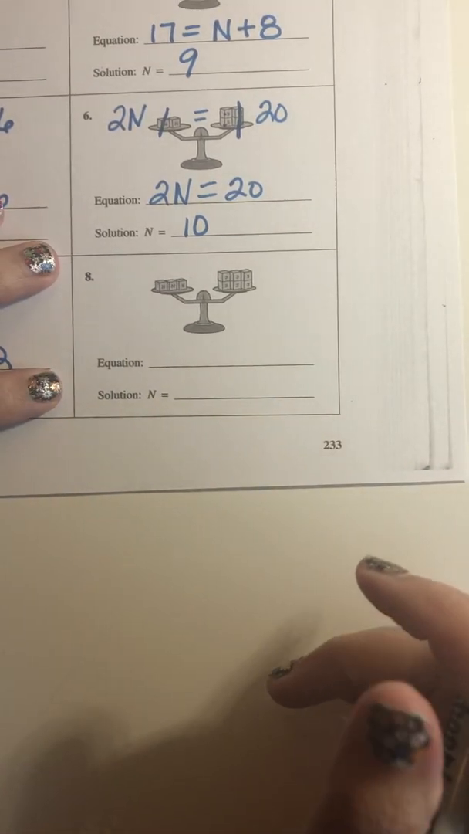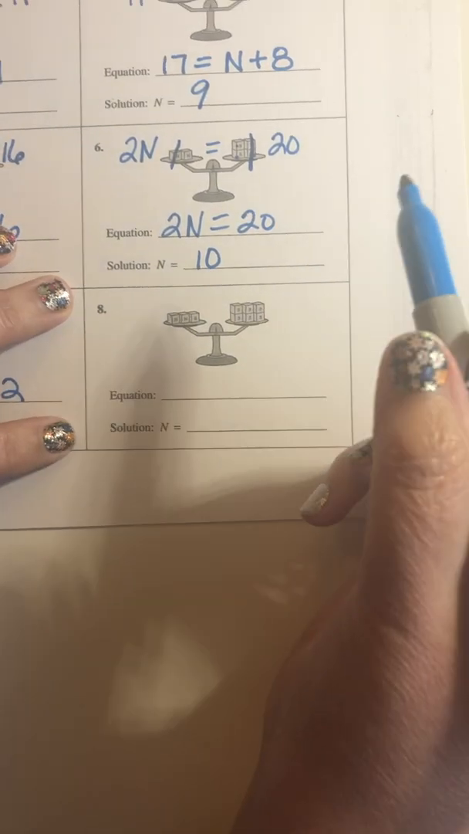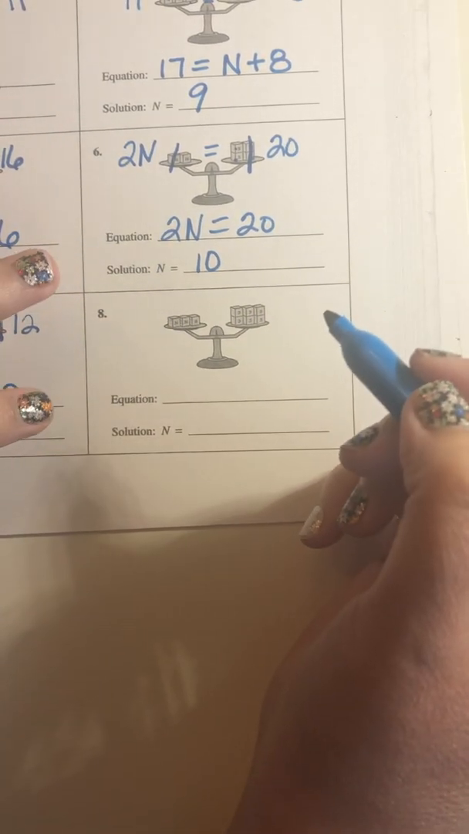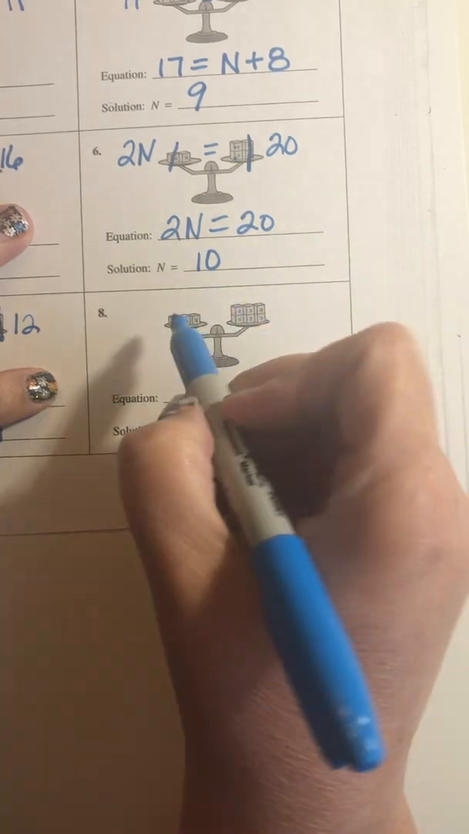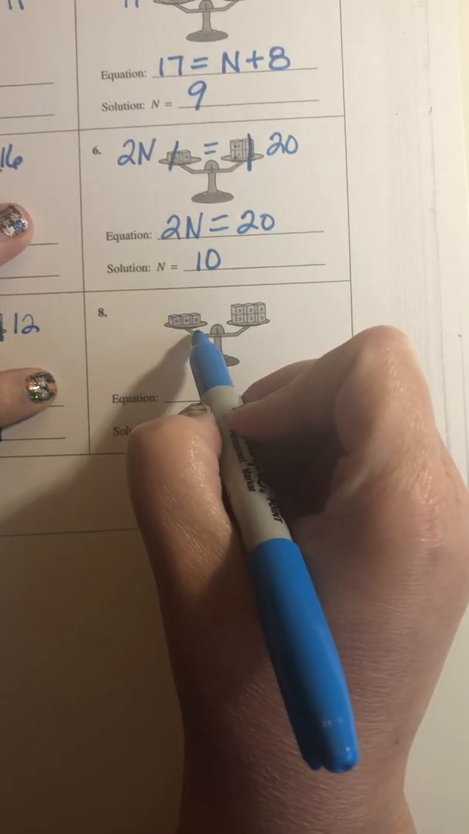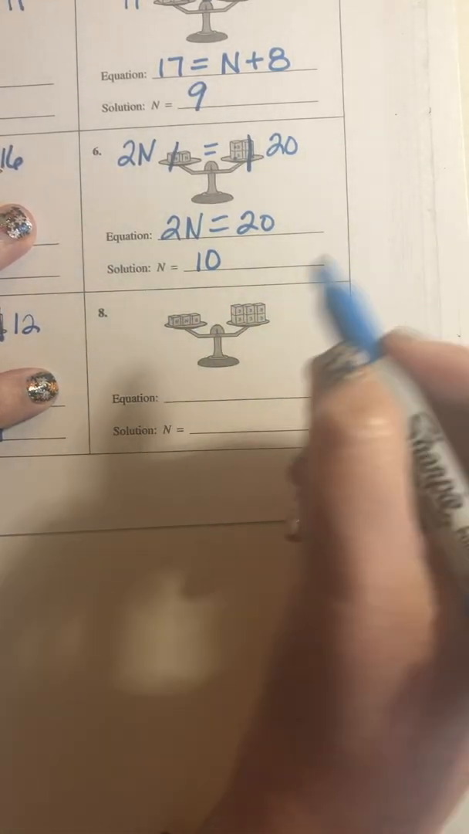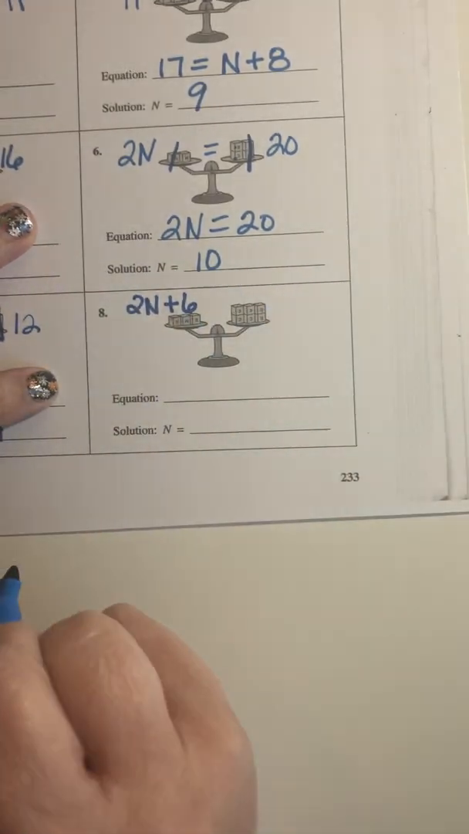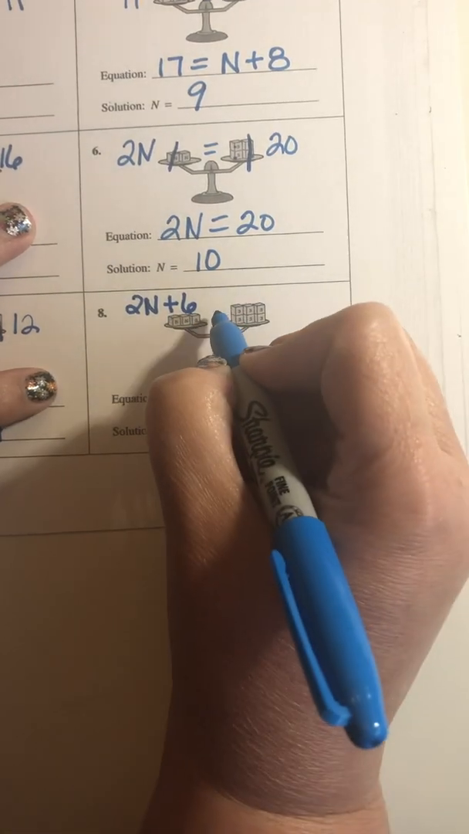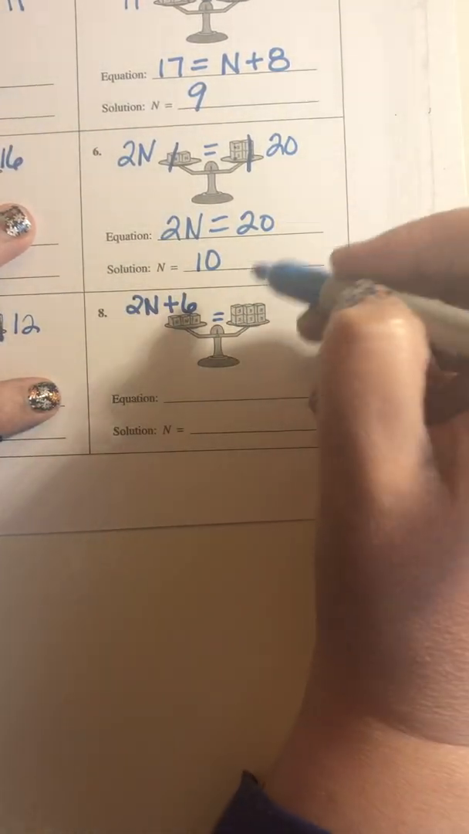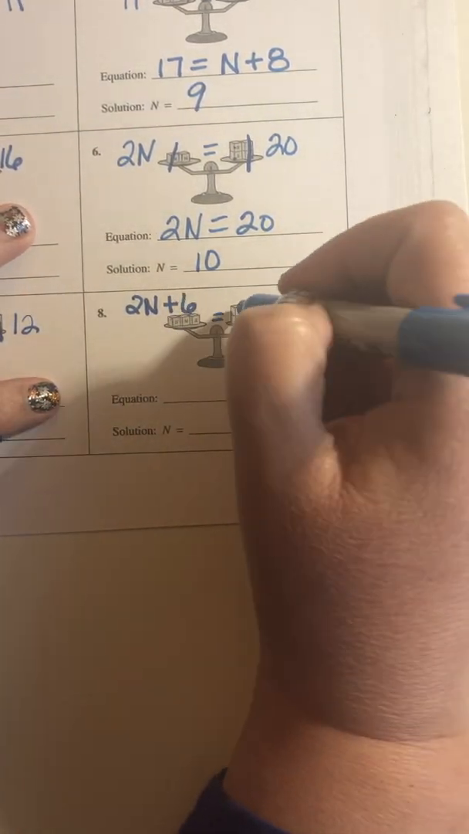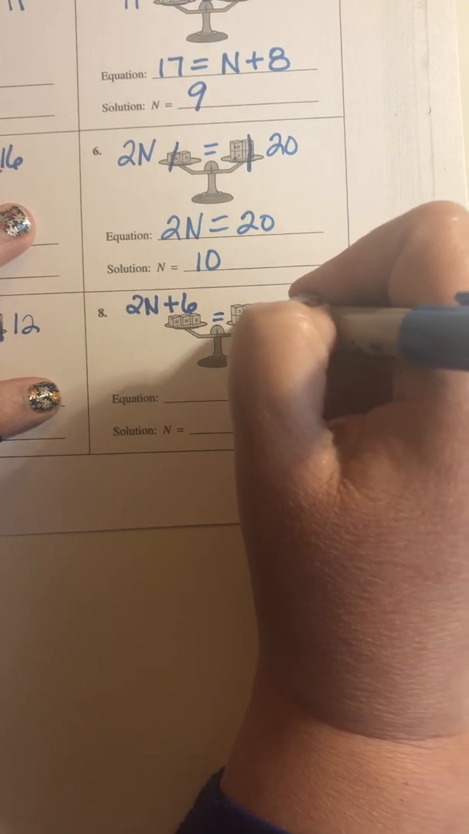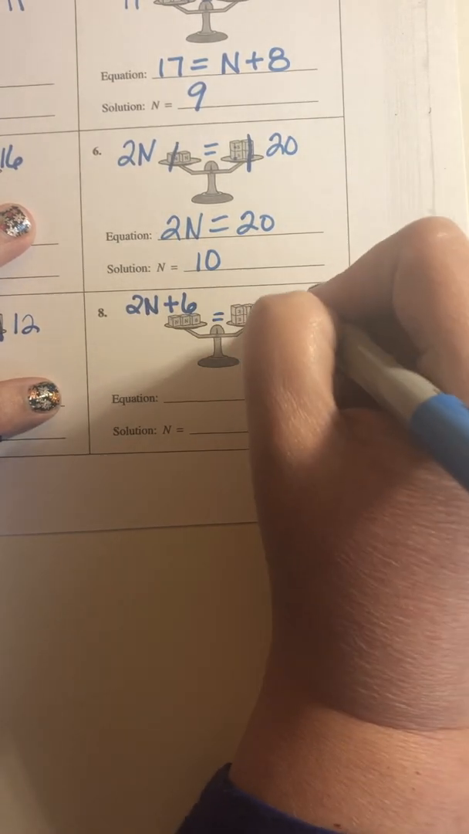My last one, I look at and go, okay, let's see. This one's a little different from the others we have worked with so far. I have an n plus an n plus a 6. So I have 2n plus 6. And that's equal to, over here, this is all 3's, so 3, 6, 9, 12, 15, 18.